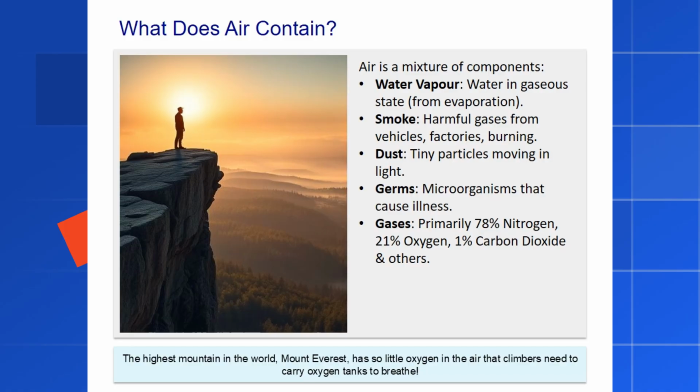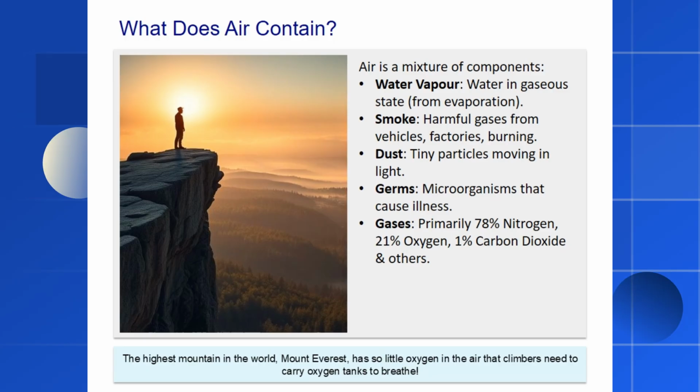Air is a mixture of several gases that surround our planet. The primary components are nitrogen, about 78%, oxygen, about 21%, and small amounts of other gases like carbon dioxide, neon, and argon. It also contains water vapor and trace amounts of other substances. This mixture is essential for supporting life. It's a mix of several things.